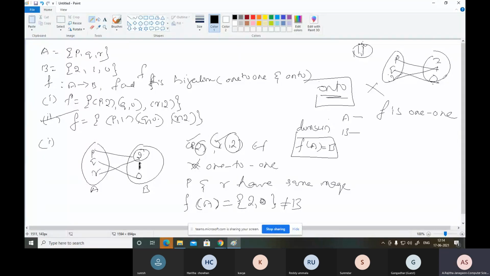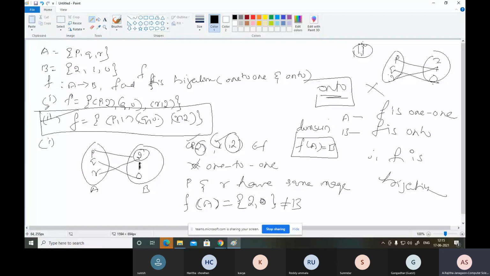Now every image has some pre-image. So that's why it is onto. Therefore we can say that it is bijection. In the second case, it is bijection. In the first case, it is neither 1 to 1 nor onto.